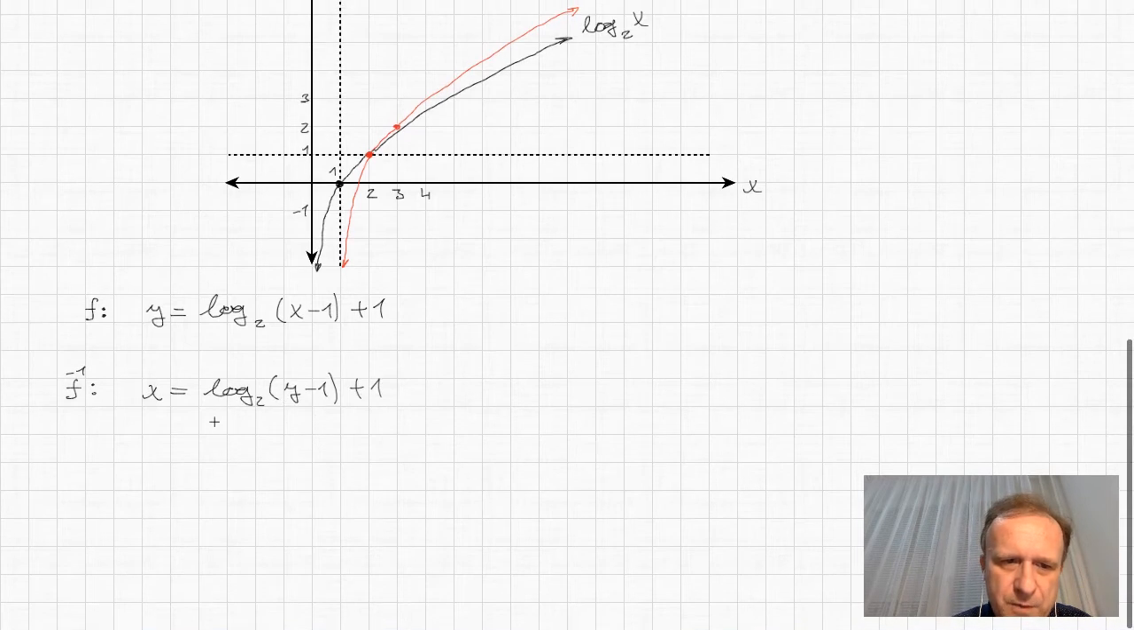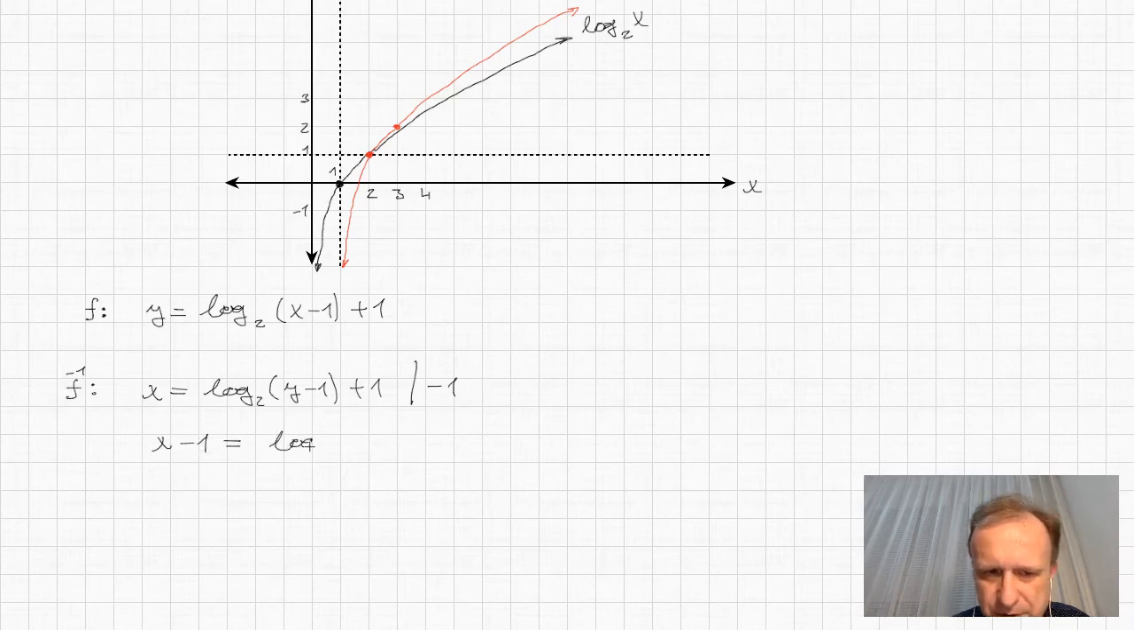And now I want to express y, since this should be the formula expressing the value of this function. So subtract 1 from both sides, so you get x minus 1 equals logarithm in base 2 of y minus 1. Now x minus 1 can be expressed as logarithm in base 2 of 2 to the power of x minus 1, like that.